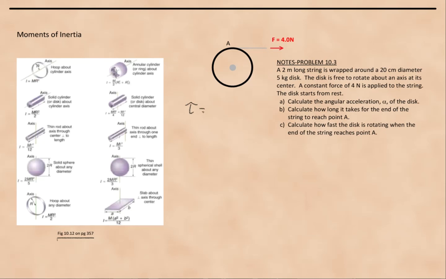Now that we have Newton's law in rotational form, torque equals I alpha, and we have I for certain shapes, let's take a look at an example problem. A 2-meter long string is wrapped around a 20-centimeter diameter, 5-kilogram disc. The disc is free to rotate about an axis at its center. A constant force of 4 newtons is applied to the string. The disc starts from rest. Part A. Calculate the angular acceleration alpha of the disc.